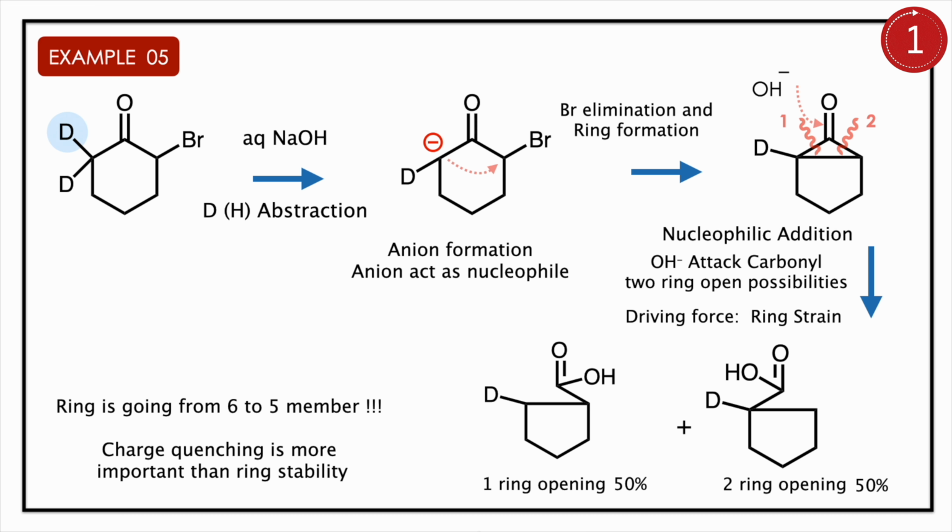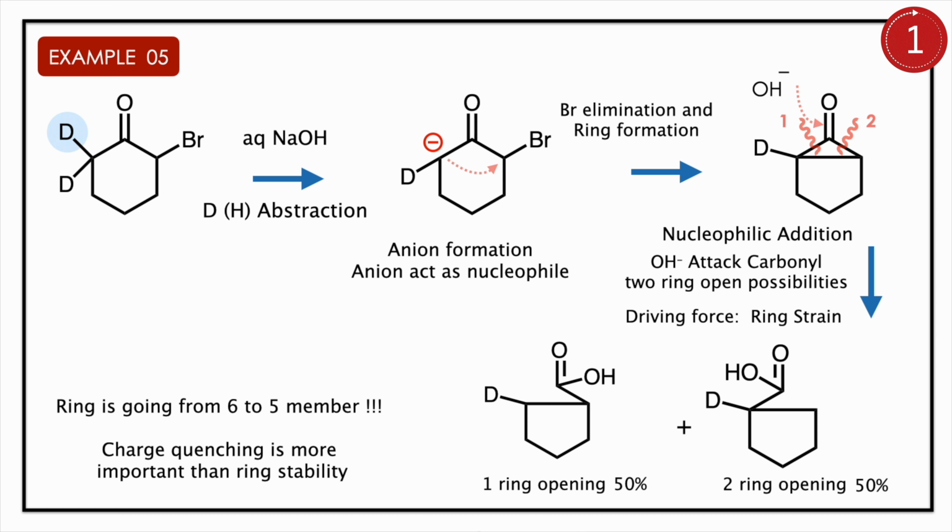You have the anion. The anion acts as a nucleophile. It attacks the bromine. Bromine leaves. You have the cyclopropanone ring. Here the deuterium comes into play. Whichever side the ring opens, that side will have the deuterium. Here the ring is a symmetrical system. Deuterium and hydrogen make no much difference. So both possibilities are there.